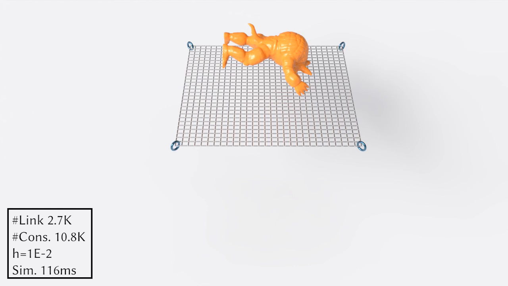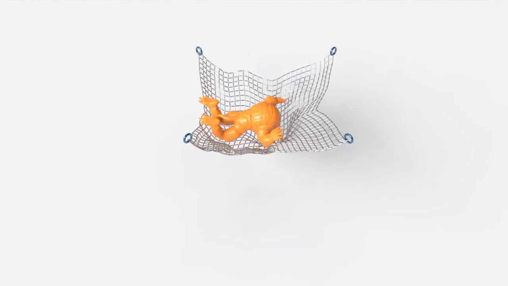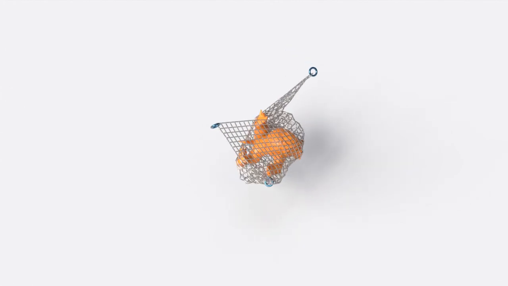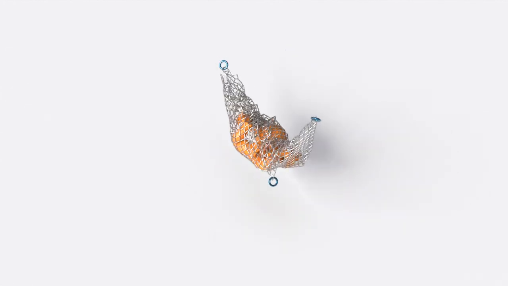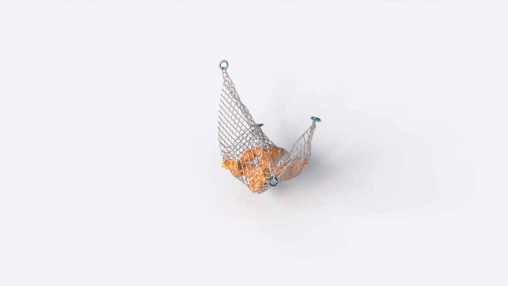Then we couple a jointed net with a neo-Hookean armadillo. The articulated net integrates smoothly with volumetric elasticity. Dropping and twisting the anchors produces strong shear and torsion, while our solver remains stable.